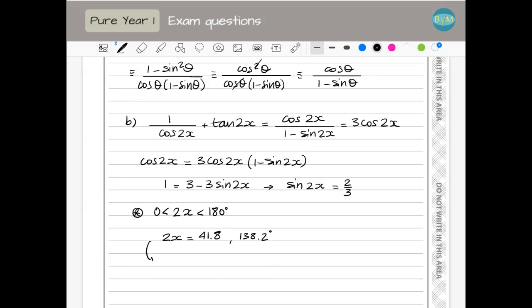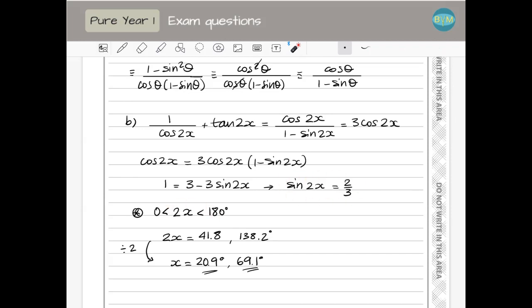But this is the value of 2x. I want the value of x. So I'm going to divide by 2. So x is going to be 20.9 degrees and 69.1 degrees. If you don't remember well how to solve this type of equations, there is another video where I explain how to solve this type of equations in general, not with one particular exam question.